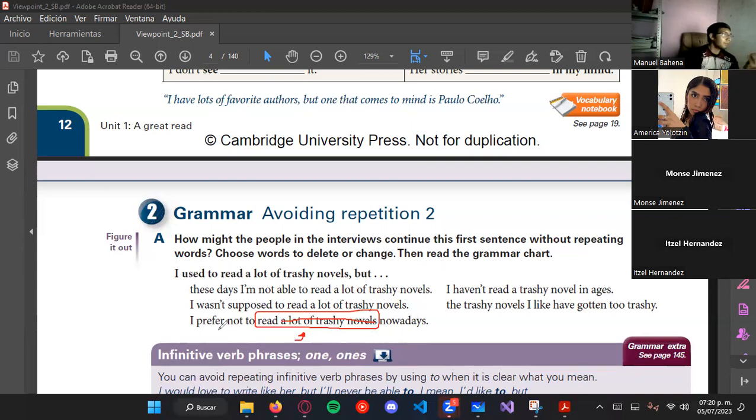We can say, I used to read a lot of trashy novels, but I prefer not to nowadays. There we go. I prefer not to, prefiero no hacerlo nowadays. Okay? Excellent. Next one.